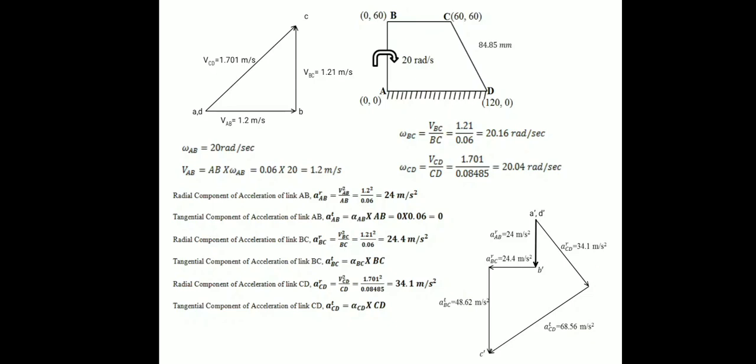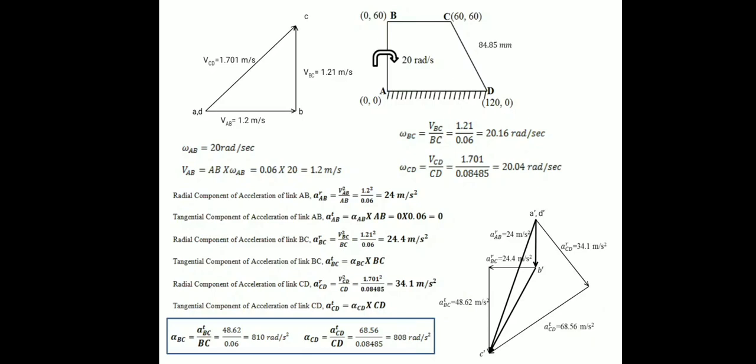So from this we can calculate angular acceleration of link BC and link CD. This is the final acceleration diagram, and angular acceleration can be found out as alpha BC is equal to AT BC divided by BC is equal to 48.62 divided by 0.06 equal to 810 radian per second square, and similarly alpha CD is equal to AT CD divided by CD equal to 68.56 divided by 0.08485 is equal to 808 radian per second square. These are the two accelerations which are asked in the question paper.